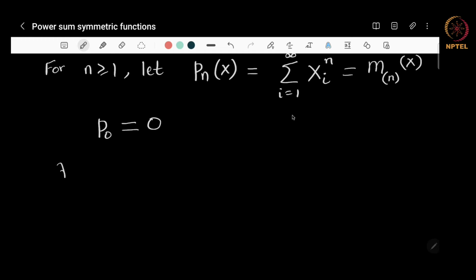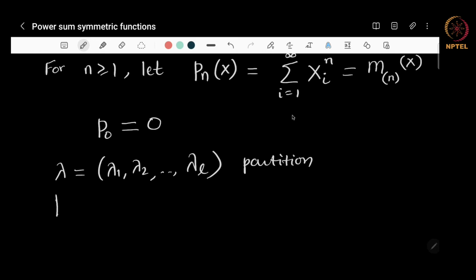And as we did with the E's and the H's, if you are given a partition lambda 1, lambda 2, lambda L, we define the power sum P sub lambda to just be the product of the P lambda 1, P lambda 2 and so on.